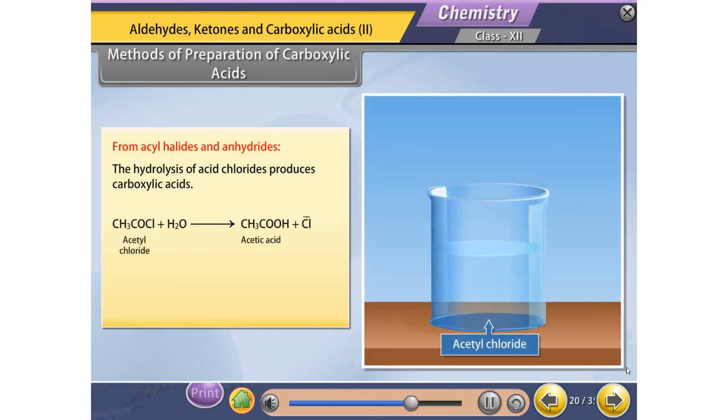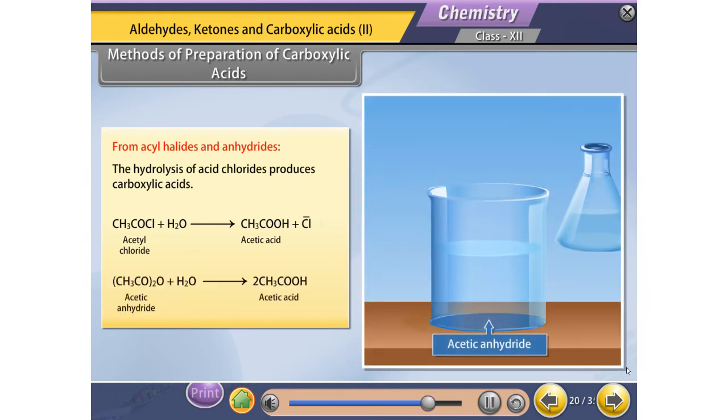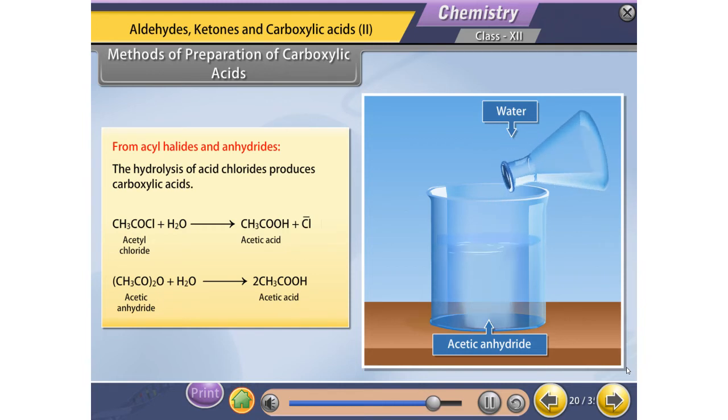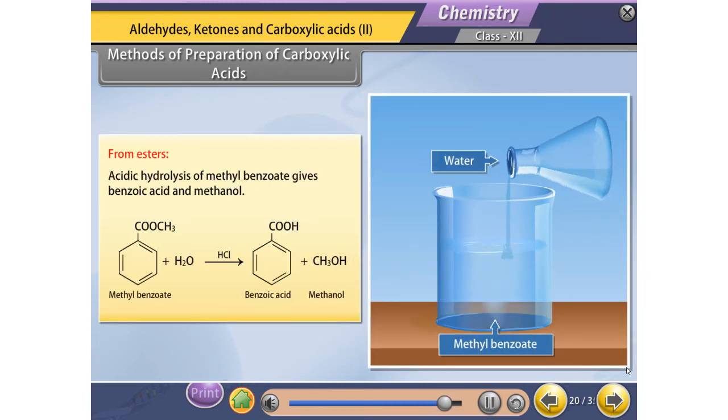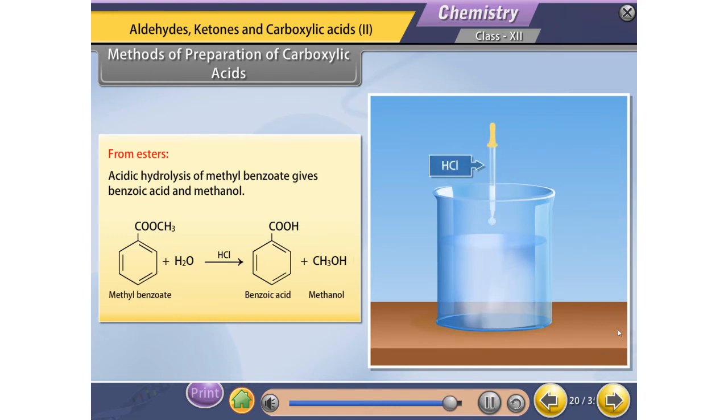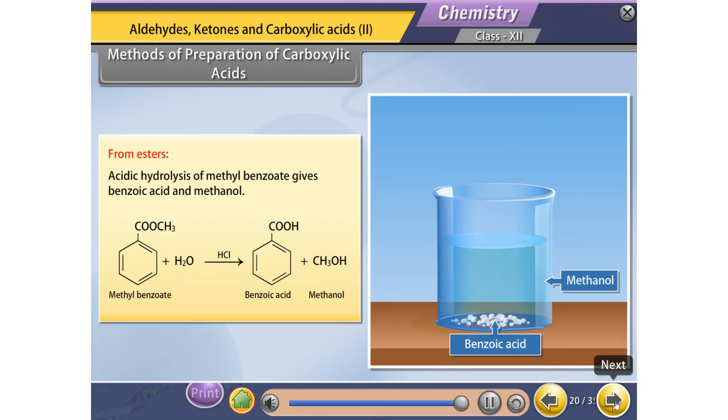On hydrolysis of acetyl chlorides, it produces acetic acid. The hydrolysis of acetic anhydride produces acetic acid. From esters, acidic hydrolysis of methyl benzoate gives benzoic acid and methanol.